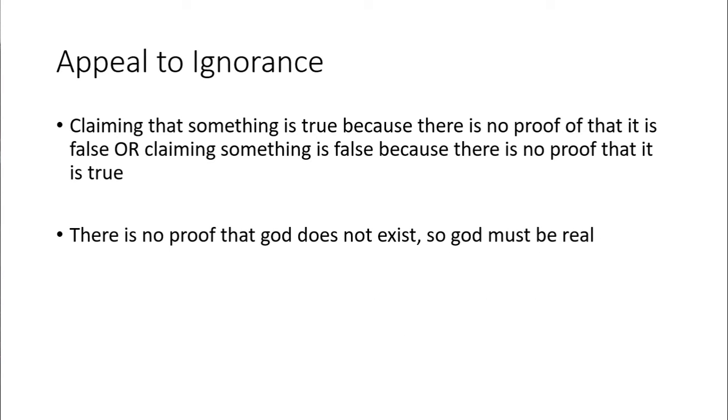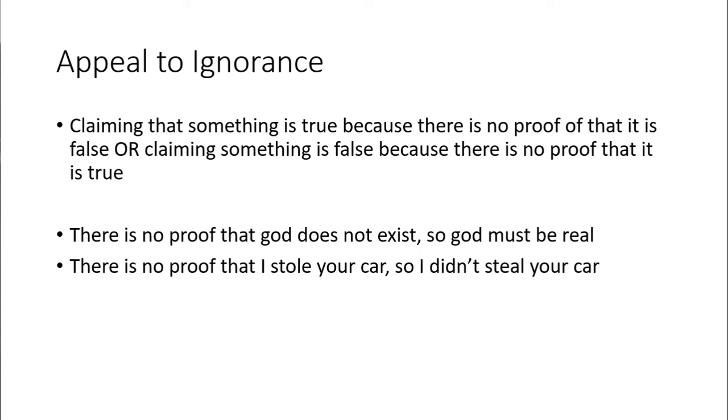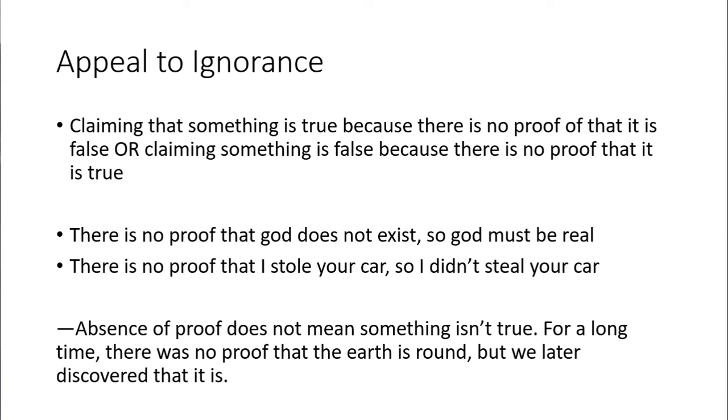Next is the appeal to ignorance. The appeal to ignorance is claiming that something is true because there is no proof that it is false, or claiming something is false because there's no proof that it's true. So, this is an example of an appeal to ignorance. There is no proof that God does not exist, so God must be real. Or, you can say something a little different. There is no proof that I stole your car, so I didn't steal your car.